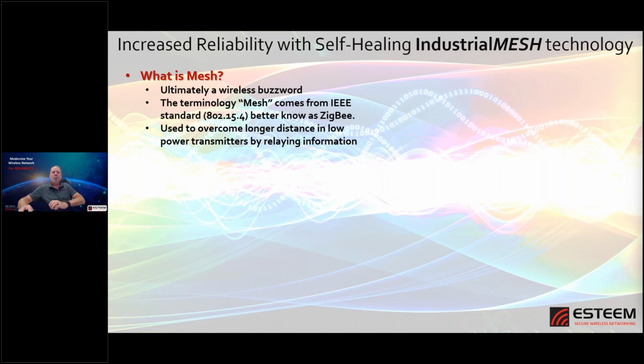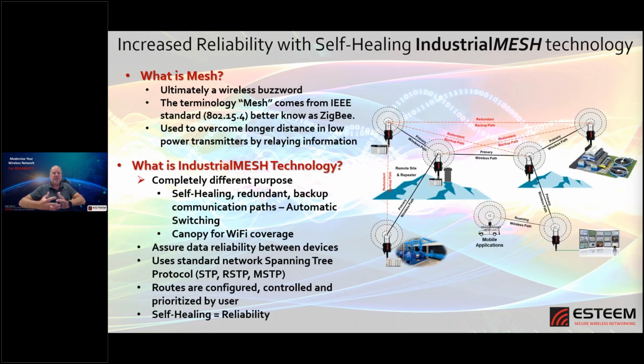Now, when we look at wireless or industrial mesh technology as it's applied today, and especially how Esteem is doing this, it's built for a completely different purpose. It's made so that we can have self-healing, redundant backup communication paths that automatically switch. So if we have a bad path, we can switch to a good path. It's also used so that we can have a complete canopy for Wi-Fi devices, whether that's a thin client or maintenance vehicles roaming throughout, and we can use Wi-Fi connectivity across that whole network as well.